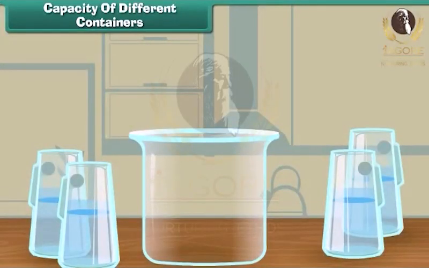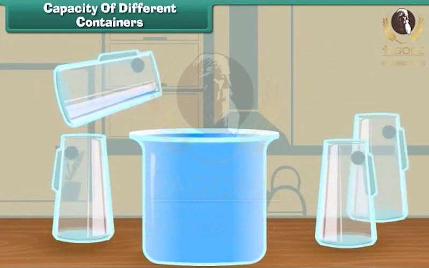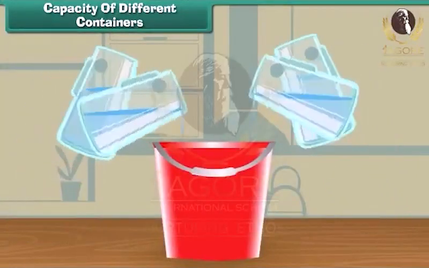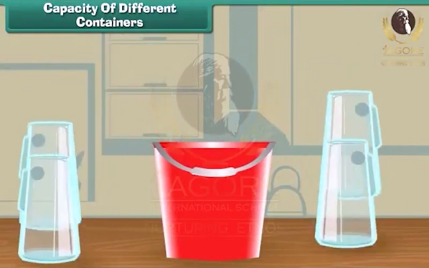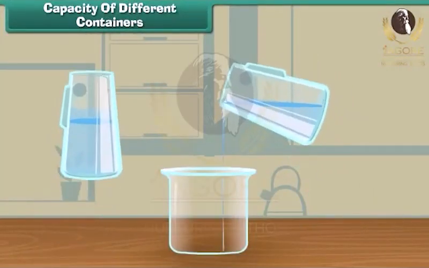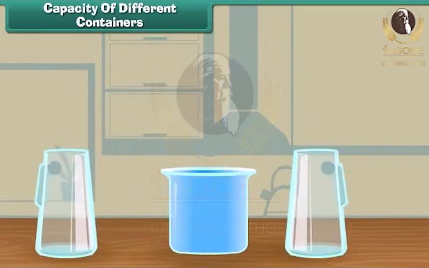Now let us fill the second vessel. 1, 2, 3, and 4. Look, the bucket is full. Here 4 jugs of water fill this bucket. Now let us fill the third vessel, 1 and 2. 2 jugs of water fill the third vessel.